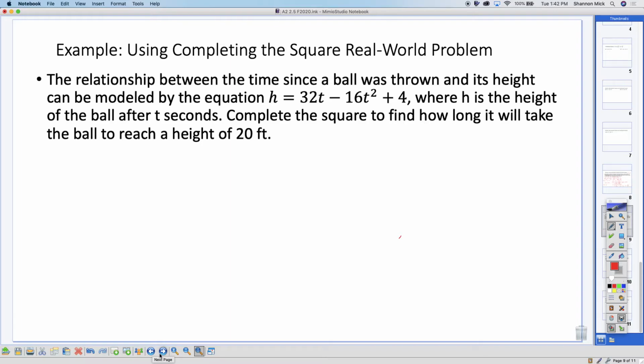Where h is the height of the ball after t seconds, complete the square to find how long it will take the ball to reach the height of 20 feet. So 20 equals 32t minus 16t squared. Okay, why is it 20? Because it already gives you your height. It wants when it's 20. If it wanted the ground, what would it be? Zero. Didn't you reduce down those numbers?